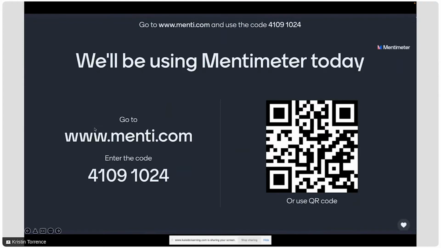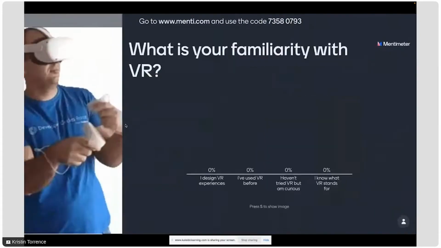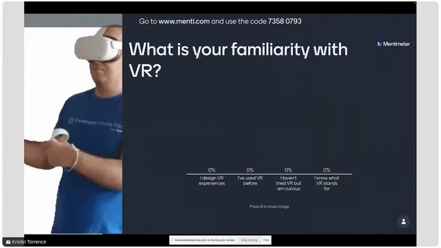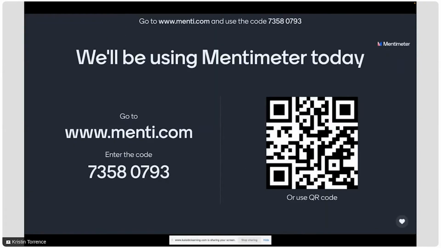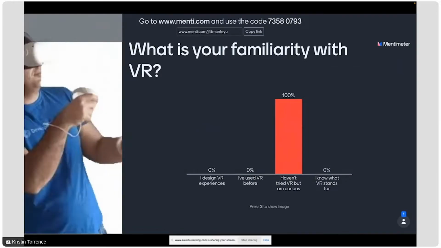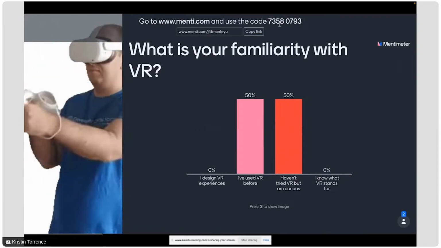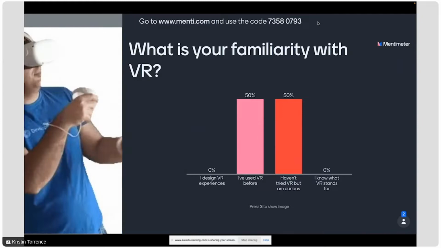So how would you rate your familiarity with virtual reality? Go ahead, and if you need to scan the QR code again, here it is. I'll give you just a second. And then let's take a look. You can also go to menti.com up here, and the code is up here, 73580793.